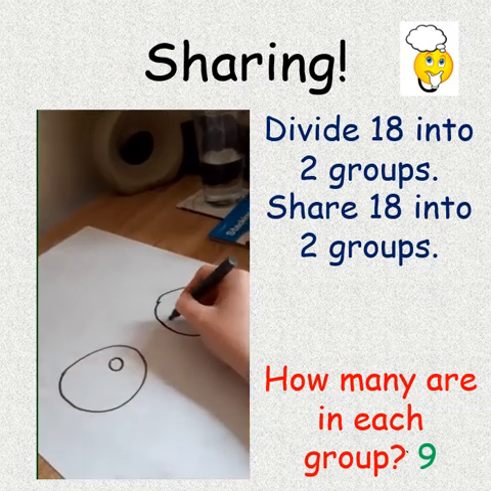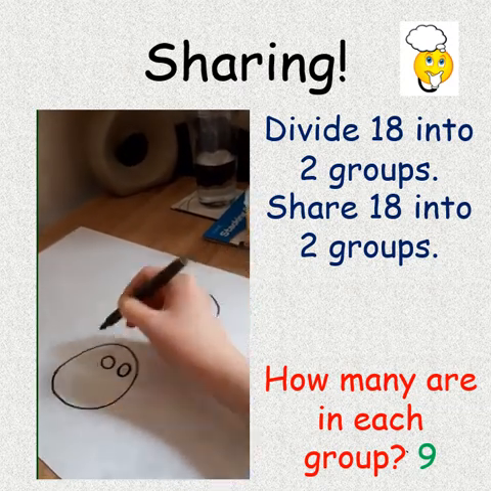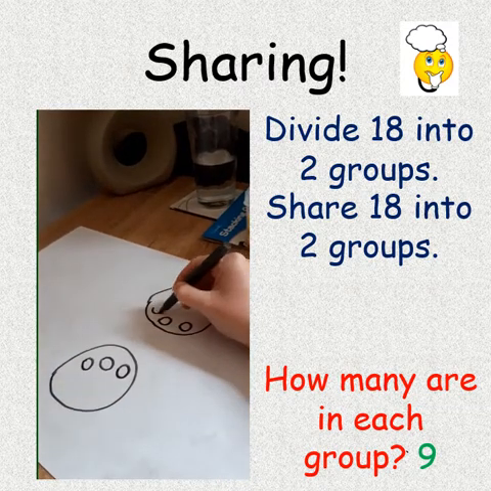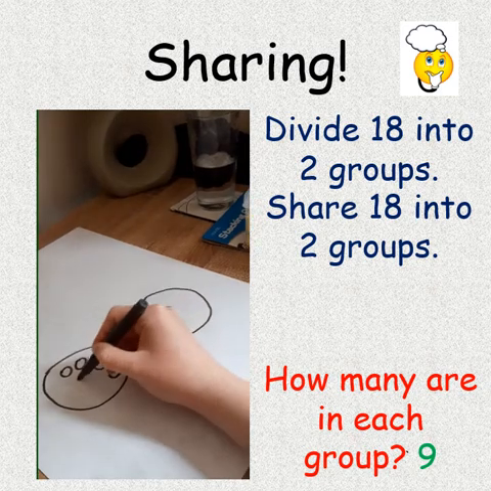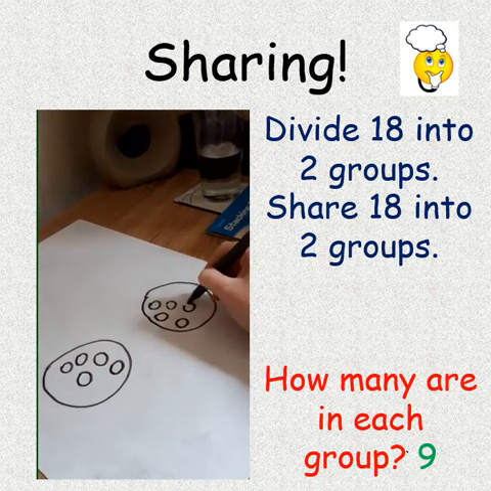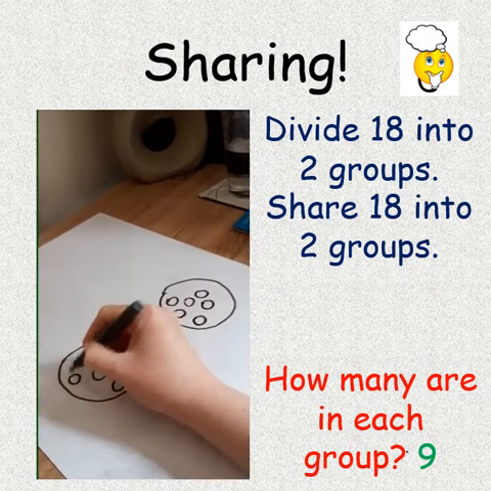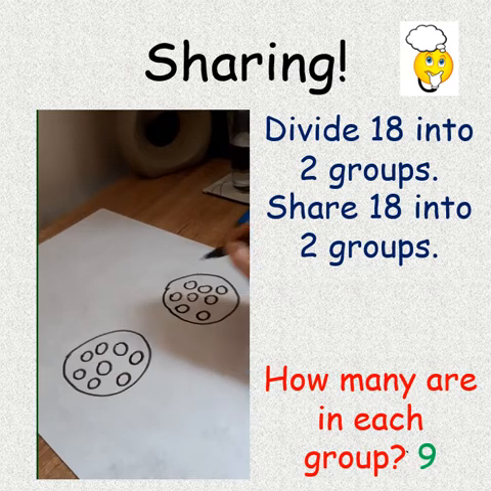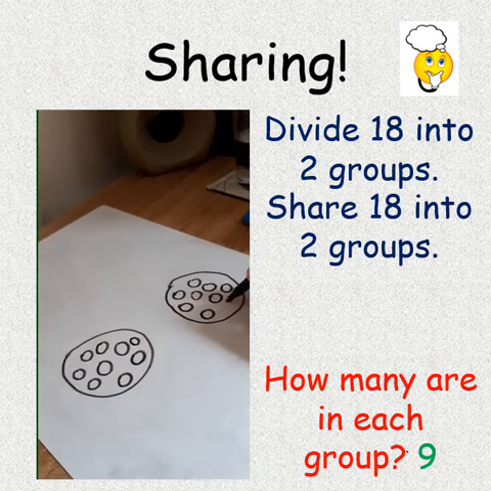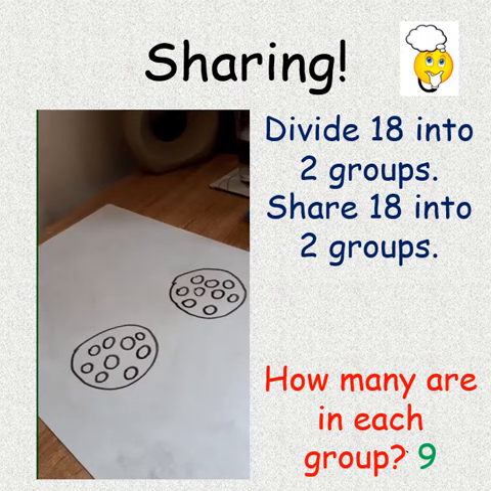1, 2, 3, 4, 5, 6, 7, 8, 9, 10, 11, 12, 13, 14, 15, 16, 17, 18. Okay, I need to stop because then I've drawn 18 counters.